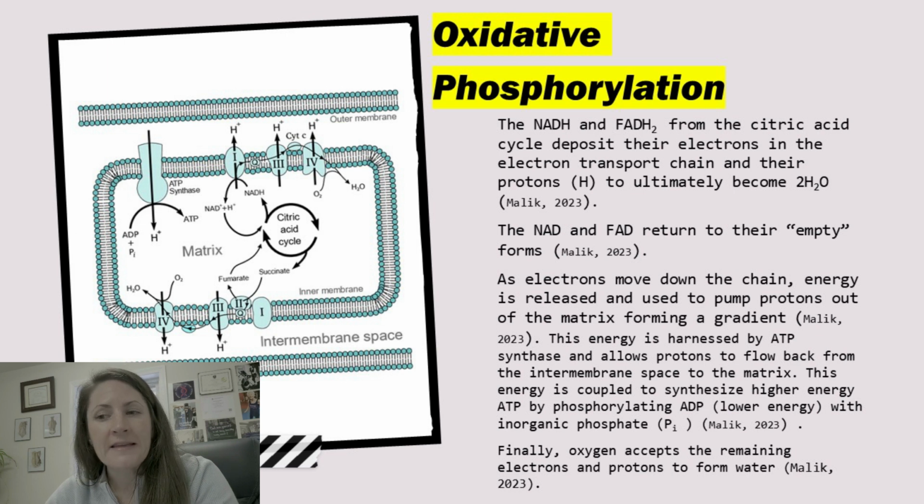This energy is harnessed by ATP synthase and allows the protons to flow back from the intermembrane space into the matrix. This energy is then coupled to synthesize higher energy ATP by phosphorylating ADP, which is lower energy, with its inorganic phosphate into ATP. Finally, at the end of this, oxygen accepts the remaining electrons and protons and forms water.